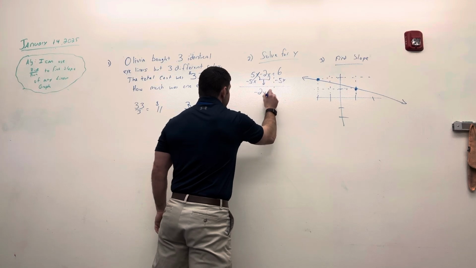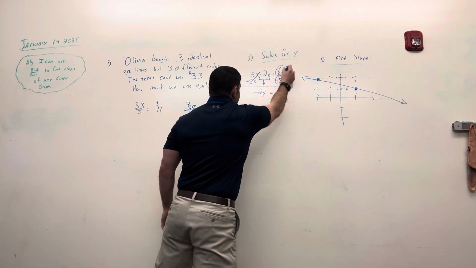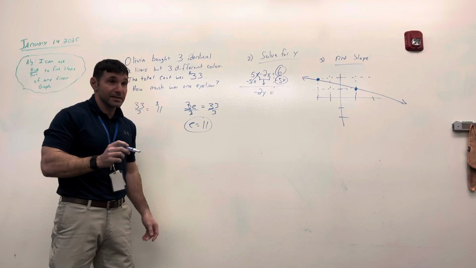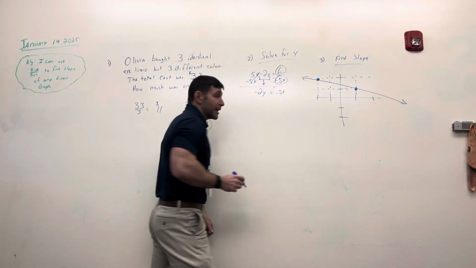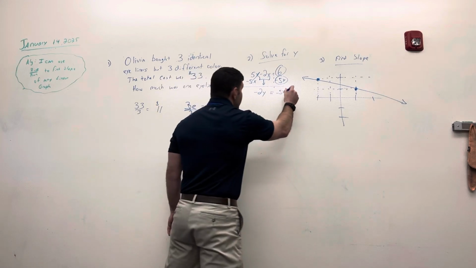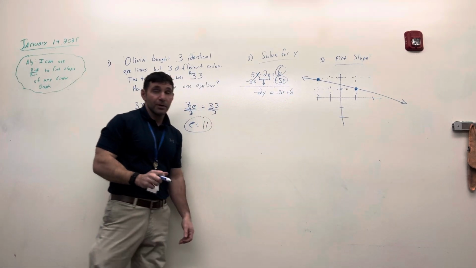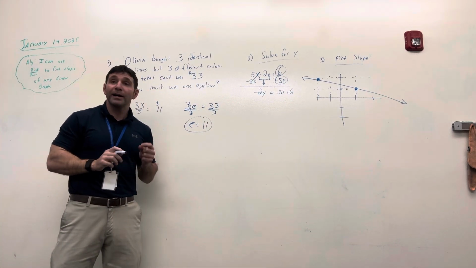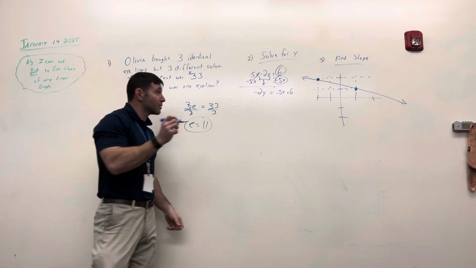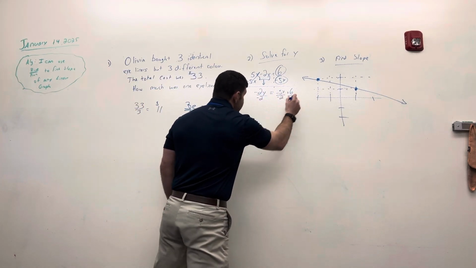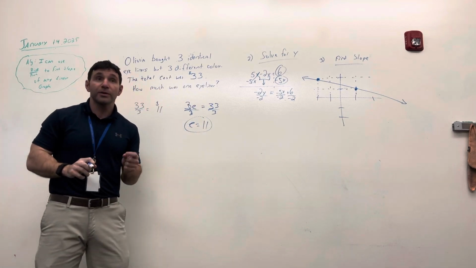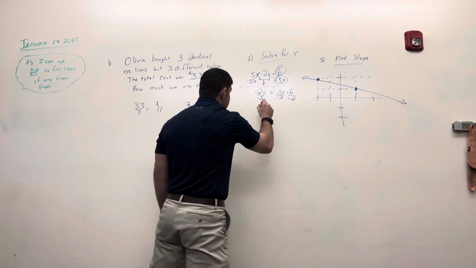Negative 2y comes down equals. I cannot combine a negative 5x and a 6. Negative 5x comes down, we want that closest to the equal sign, and a positive 6. From here, we need to get the y isolated, by itself, to put it into slope-intercept form. So we divide every single thing by that negative 2, and you need to simplify the fraction.